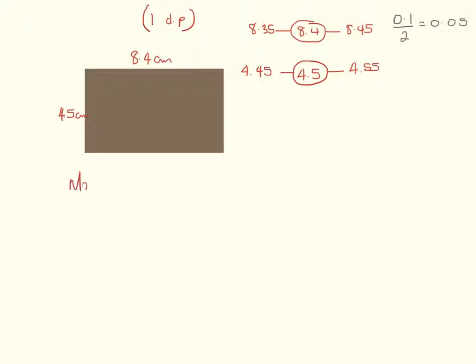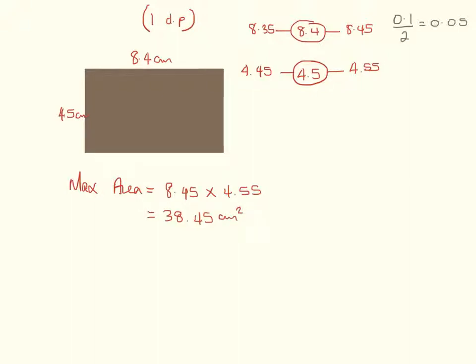So maximum area would be taking the upper bound of the length and multiplying it by the upper bound of the width. So two big numbers give you an even bigger number. So 8.45, we multiply that by 4.55, which tells us that our maximum area would be 38.45, if I round it to 2 decimal places, centimeters square.